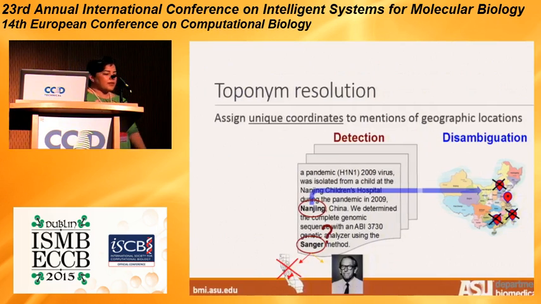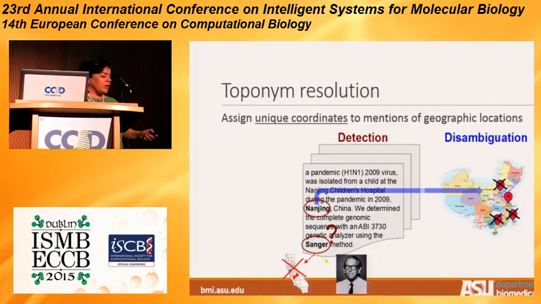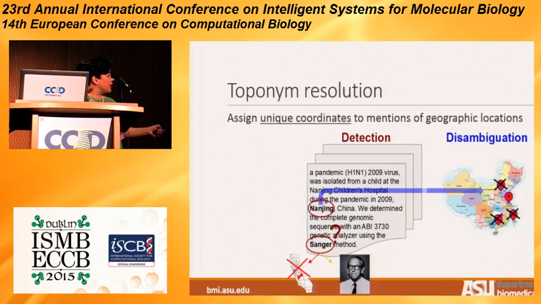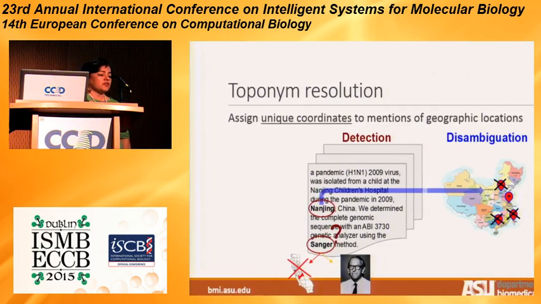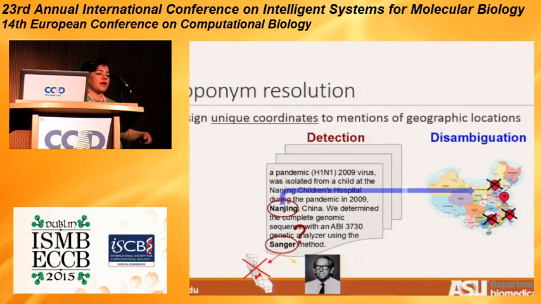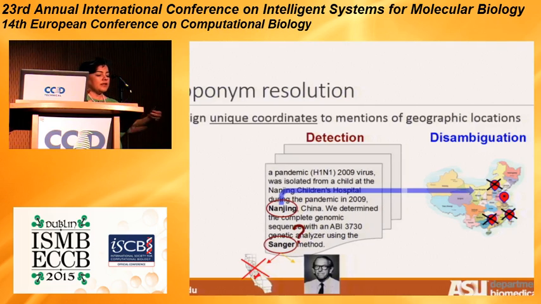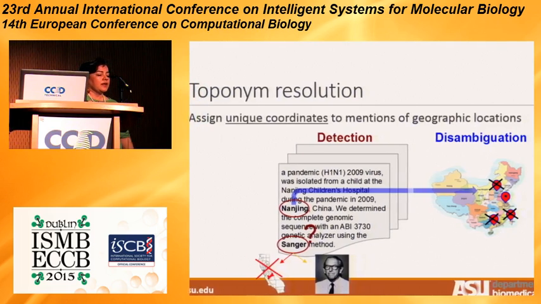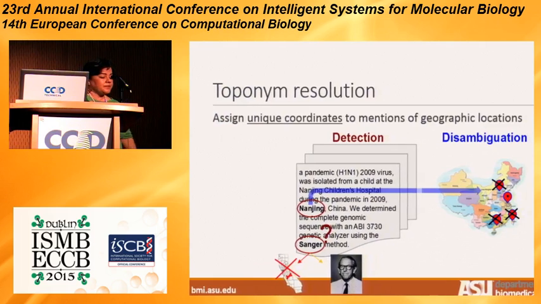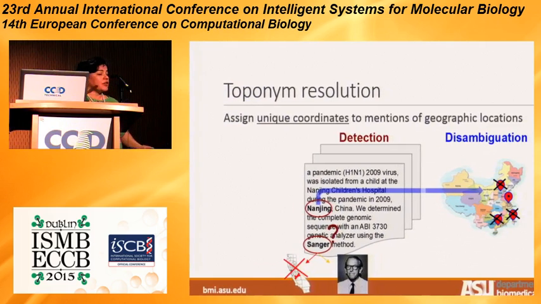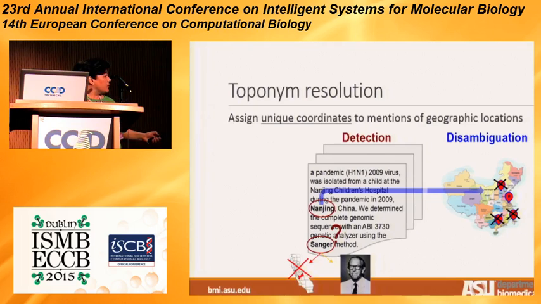So toponym resolution will, in the end, assign a unique coordinate to mentions of geographic locations. It's not enough to have the place; you need the specific coordinate in order to be able to study these things or to use all this information in another study. So there are two steps to toponym resolution. We separate them: detection and disambiguation.